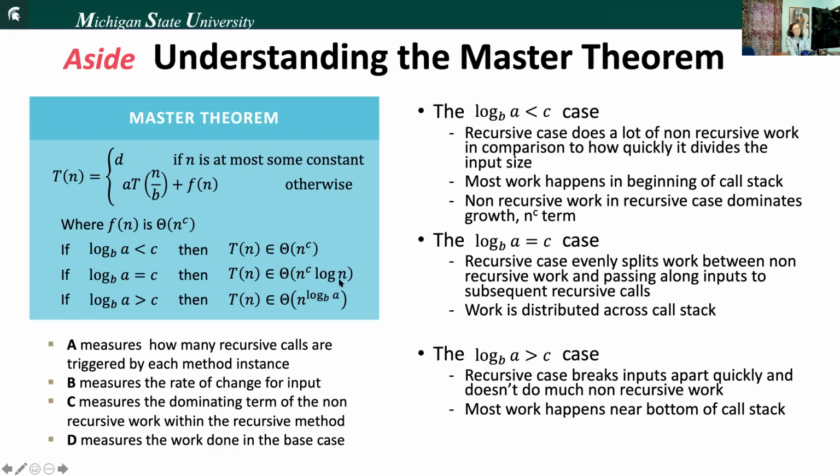And that's where our merge sort is going to fall into. If log B of A is greater than C, then T of N is, in fact, a complexity class of theta of N to the power of log B of A. Okay, so what does it mean?